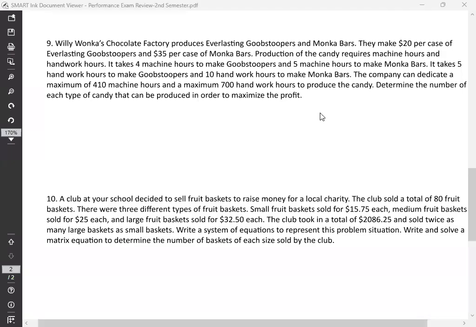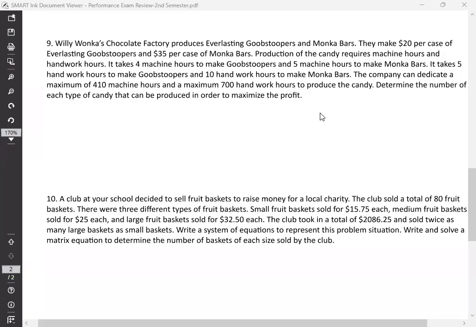So for parts B and C of your performance exam, part B will consist of questions like 9 and 10, and you will be expected to do one of those. And then part C will consist of a question like number 11, and you must do that one. No choice on part C. So again, part B will be examples like 9 and 10.